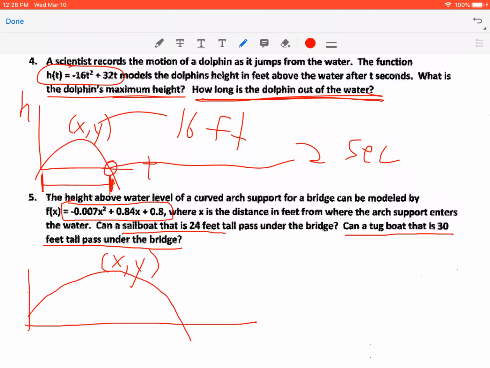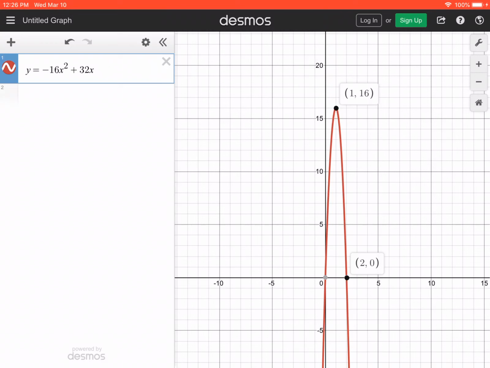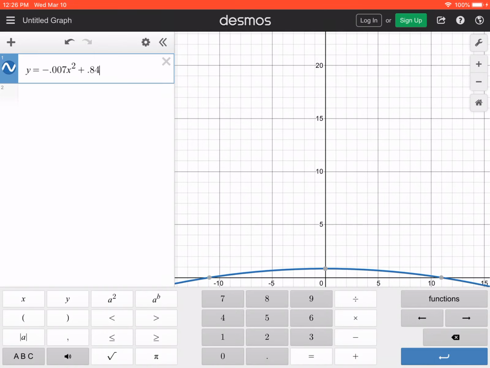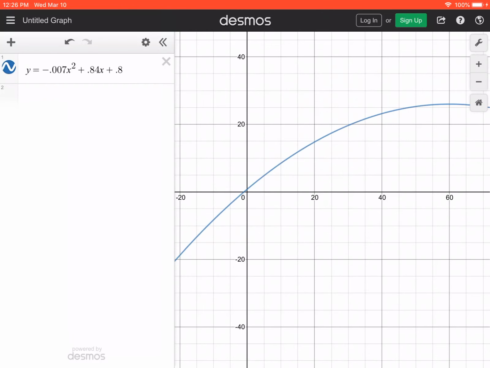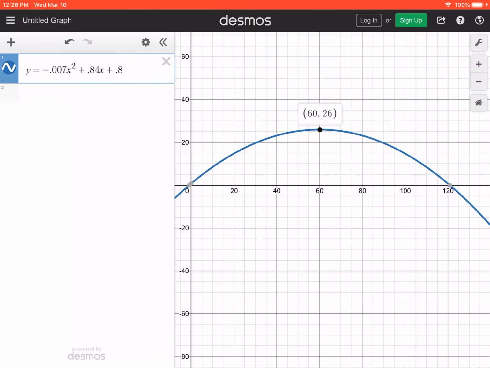So I'm finding the y coordinate here. Again, I'm going to go and type it in real quick and see what we get. Clear this one off. Same thing, y equals, this time it's negative 0.007x squared plus 0.84x plus 0.8. And again, you might have to zoom it out a little bit, but there it is right there. What we were trying to find is the maximum height of the bridge. So it looks to me like the maximum height of the bridge is 26 feet.